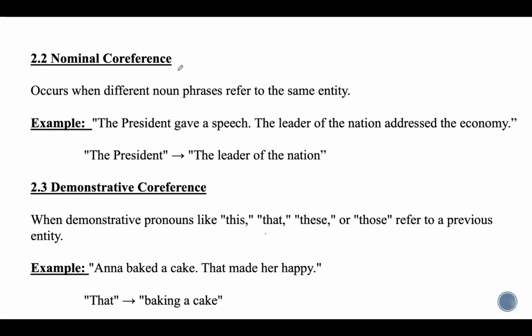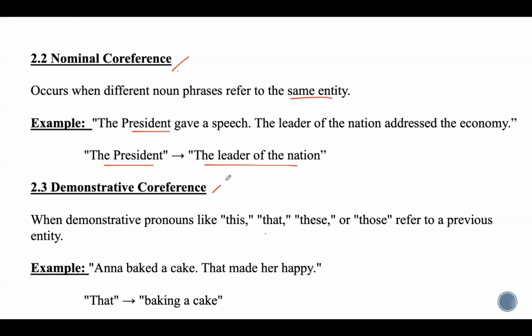Then nominal coreference occurs when two different noun phrases refer to the same entity. So if you take these two sentences: the president gave a speech, the leader of the nation addressed the economy. Both of them refer to the same entity, the president. So the president refers to the leader of the nation.